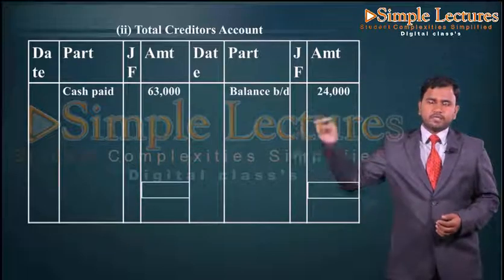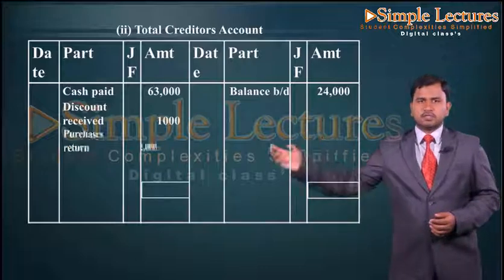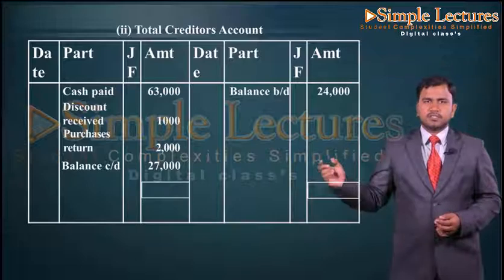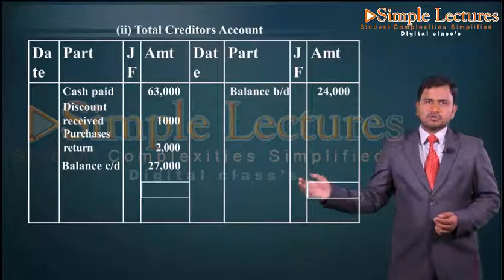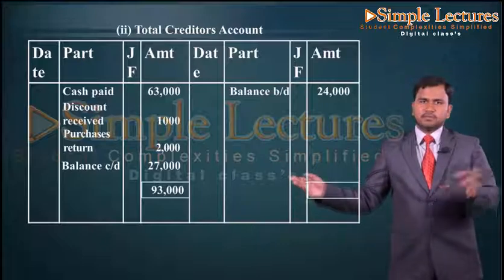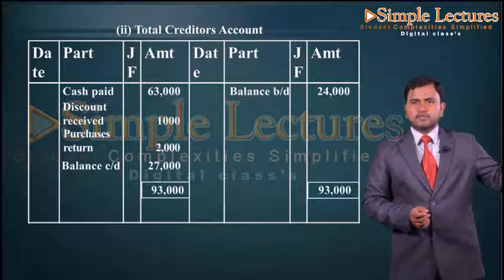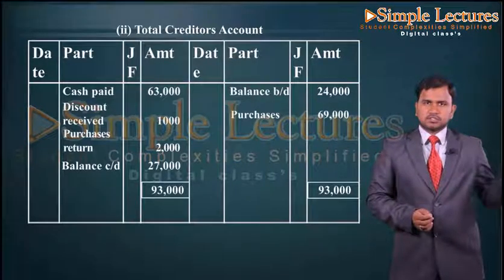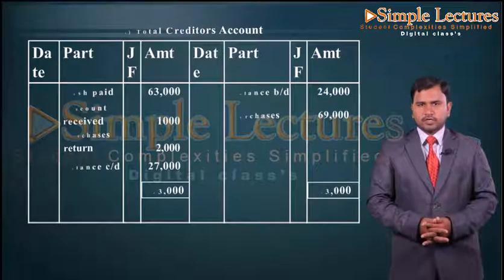So cash paid 63,000, discount received 1,000, purchase returns we have 2,000 and balance carried down 27,000. So these are the entries we have in the debit side with the total of 93,000. The same total we are going to write in the credit side, 93,000, and the difference will be 69,000, which is nothing but purchases. So here purchases 69,000, which is the balancing figure.